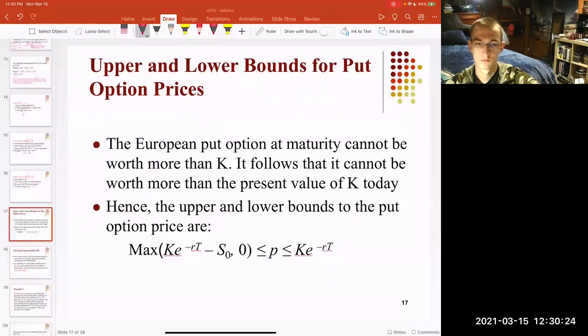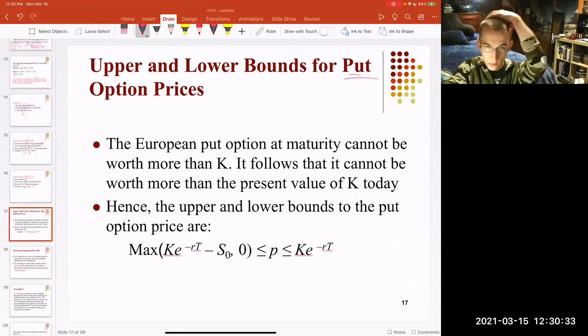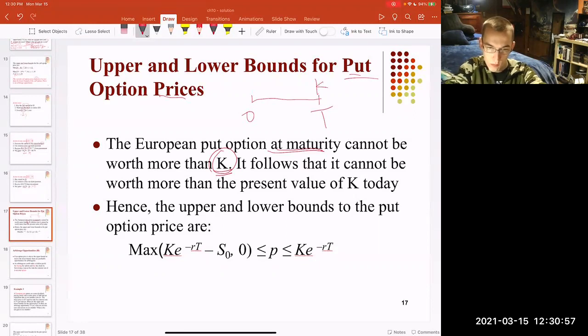We talk about the call. Now we talk about put. Upper and lower bounds for put option price. The European put option at the maturity cannot be worth more than K. So we are talking about the maturity, the payoff is less than K. The upper bound for the put price would be, because when we talk about price, it is at time 0, right? And here K is at the expiration date T.